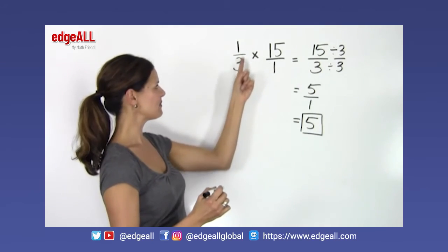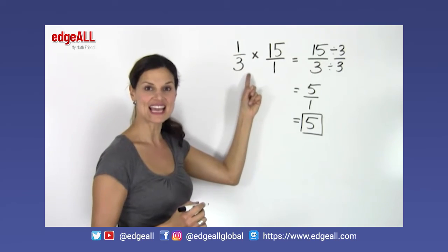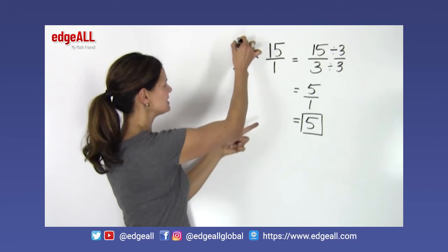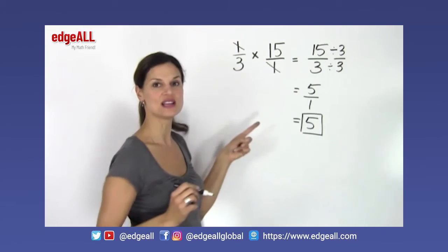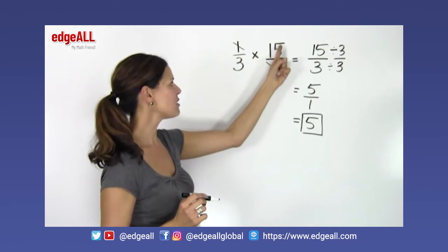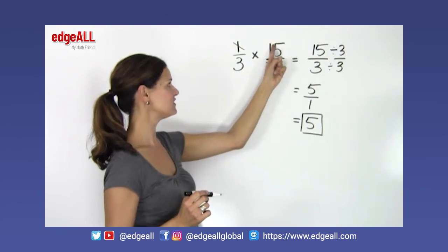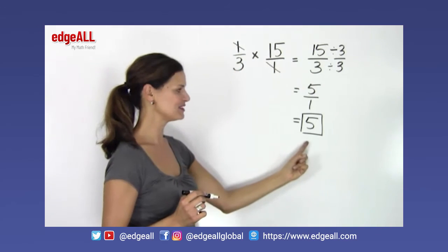I could also see it back here right when I was already setting it up, 1/3 times 15 over 1, that these ones cancel out or divide out and leave me with 15 over 3, which is the same as 15 divided by 3, which equals 5.